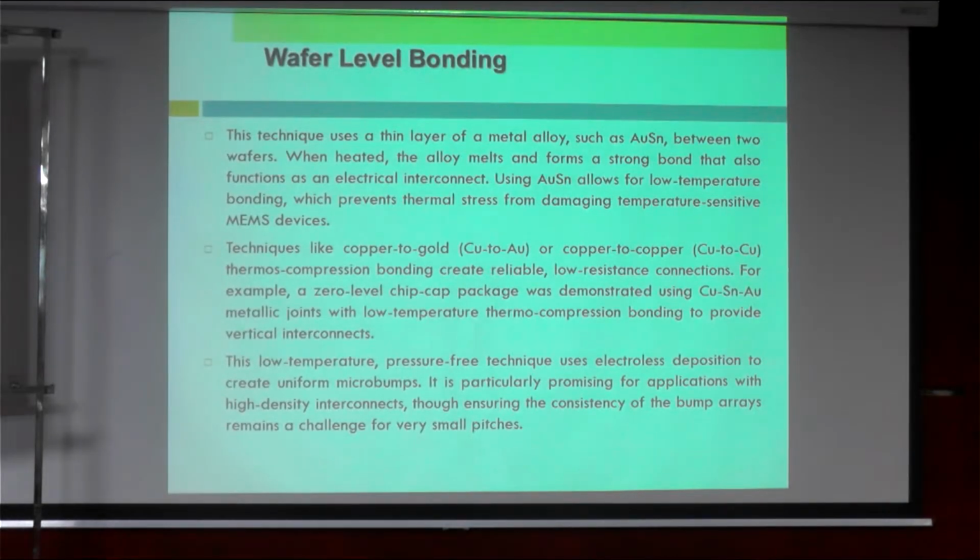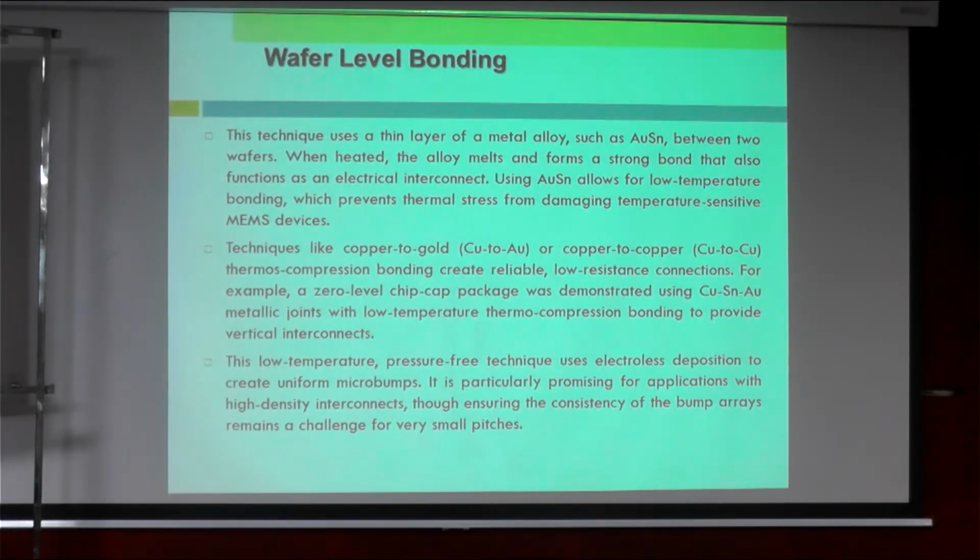And for wafer level bonding, this technique uses a thin film of a metal alloy, as I mentioned before, such as gold tin, between two wafers. When heated, the alloy melts and forms a strong bond that also functions as electrical interconnects. Using gold tin alloys allows for low temperature bonding, which prevents thermal stress from damaging temperature sensitive MEMS devices. MEMS devices are normally quite sensitive, so we don't really expose them to harsh environments or high temperature.